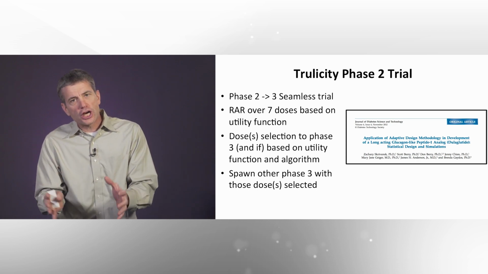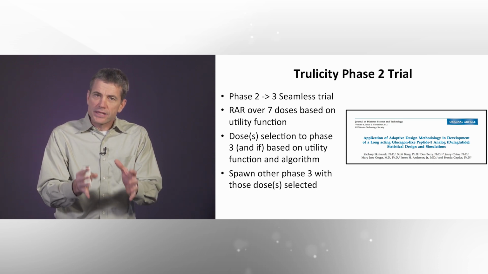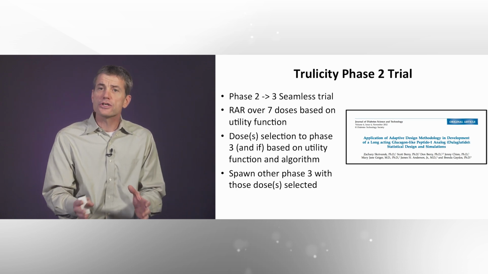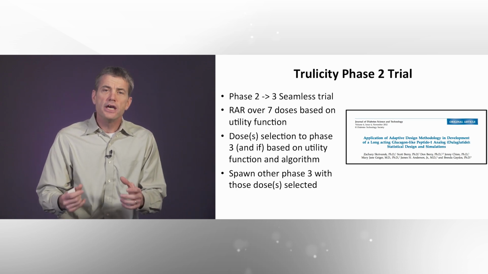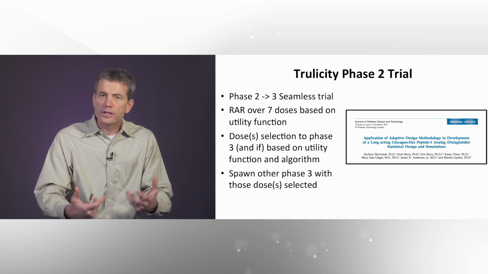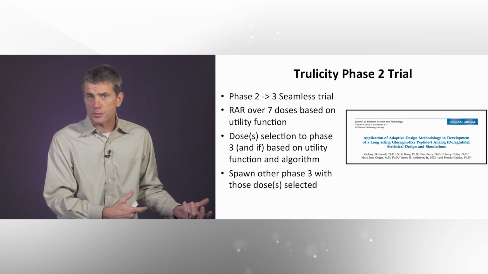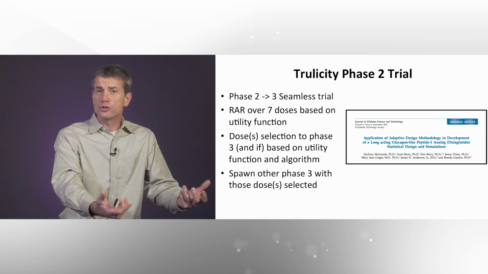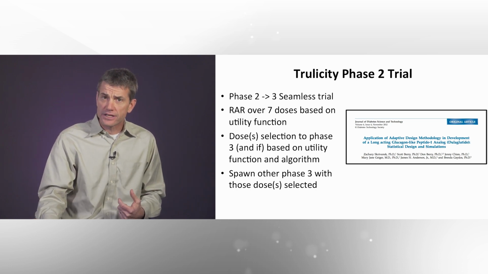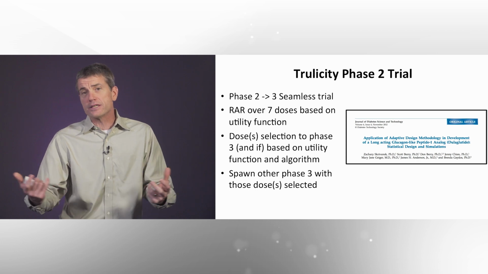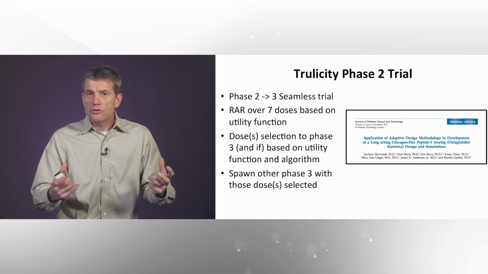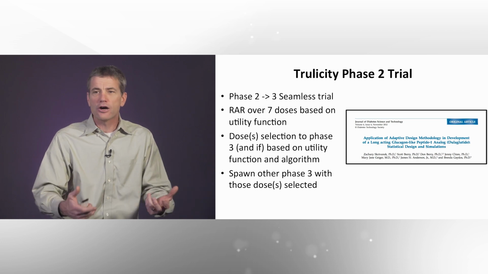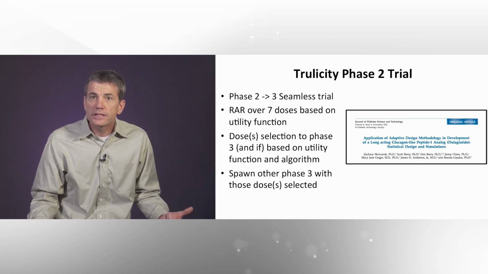The way we judged better was based on 4 different endpoints all combined together into a single utility function that measured the therapeutic benefit to a patient of each particular dose. An algorithm selected the doses to seamlessly move to phase 3. It also spanned other phase 3 trials. Those doses selected by that utility function are now the marketed doses of Trulicity.